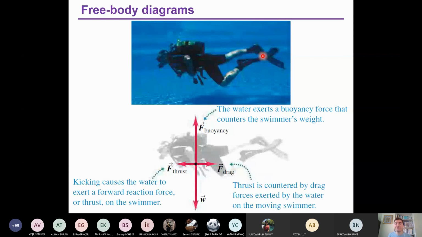And then there is F drag. What is drag? You can consider it the resistance of the water against the movement. So this is the thrust force, this is the drag force. If the thrust force is bigger than the drag force, then this swimmer can have this type of movement. Do you have any question related to free body diagrams? Okay, with this slide, I finish chapter 4 and I will continue with chapter 5.